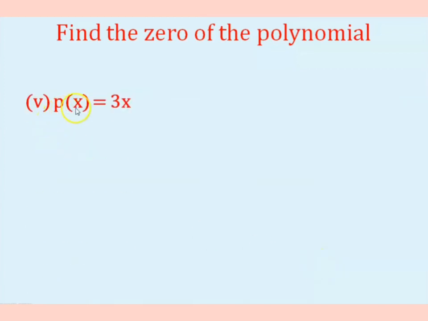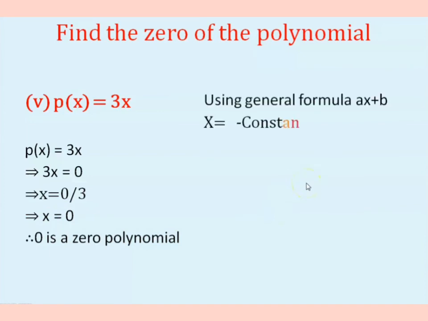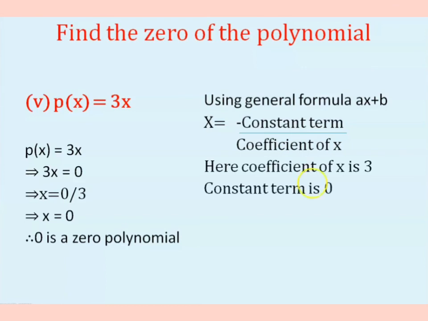Now the fifth subdivision is p of x equals 3x. Equate 3x equals 0. Transposing 3 to the other side, we get x is equal to 0 by 3, which is equal to 0. Therefore, 0 is the 0 of the polynomial. Using the general formula, here the coefficient of x is 3 and the constant term is 0. While equating, we get 0 by 3, which is equal to 0.